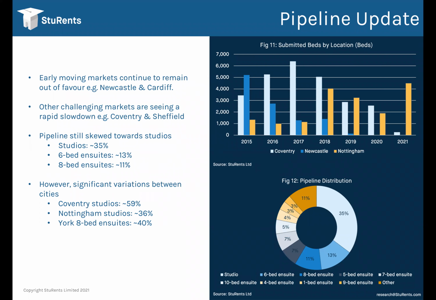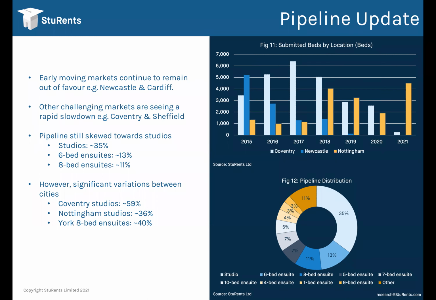In terms of a little bit more detail with regards to what that pipeline actually consists of, nationally, the pipeline is still very much skewed to studios. So around 35% of all beds in the pipeline do consist of studio units. Around 13% are 6-bed en-suites and 11% 8-bed en-suites. What is interesting about those cluster sizes, if we refer back to the previous slides when we were looking at demand by bed size, 4, 5 and 6 beds were the most searched for size of cluster or HMO, which does not quite tie in with what the market is planning to deliver in terms of cluster sizes. So that's certainly something to note.